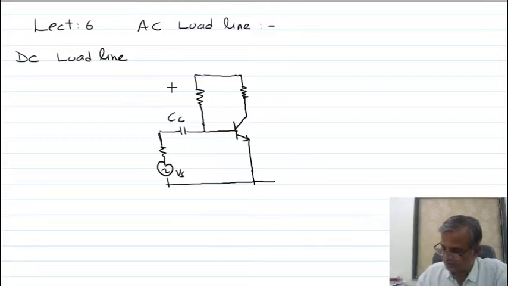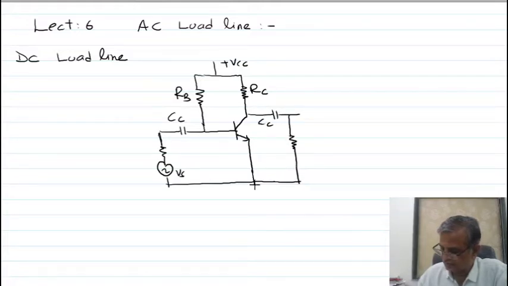This is a coupling capacitor. This is called the base bias resistor. This is the supply voltage. This is the collector resistor. These are coupling capacitors. Here you keep the load RL, and this is the device used to measure the output voltage.